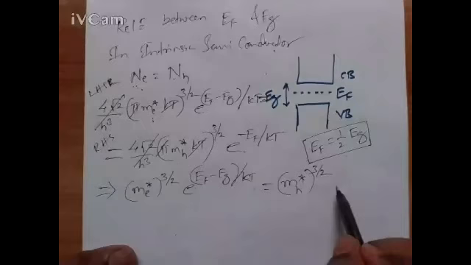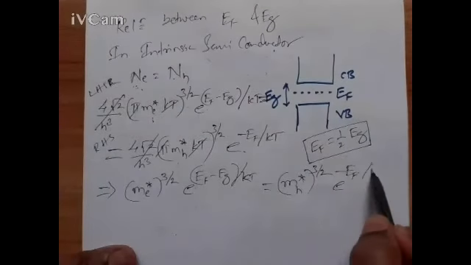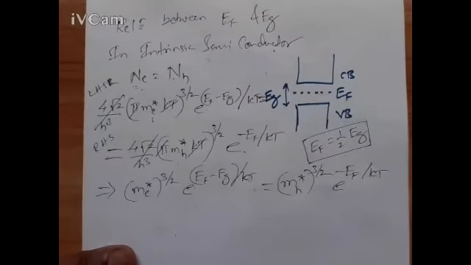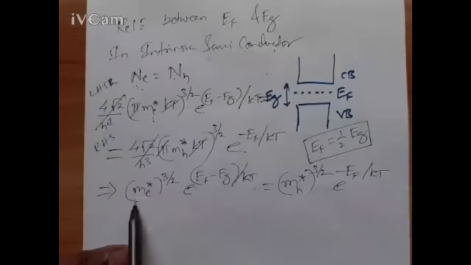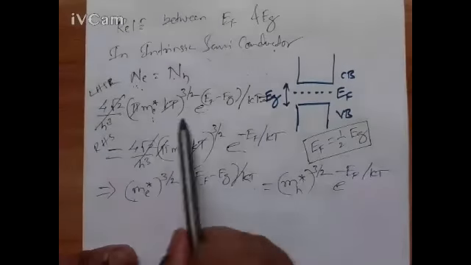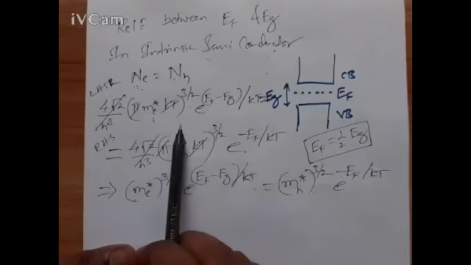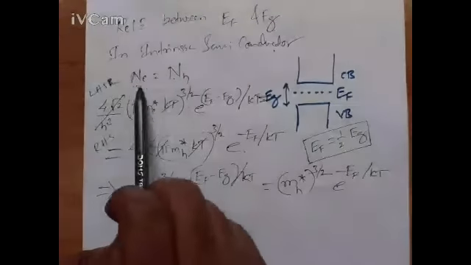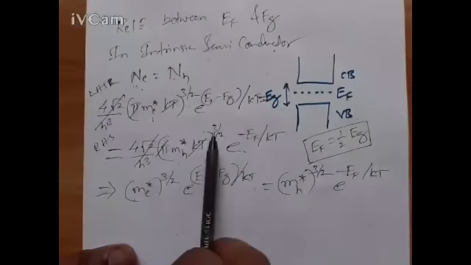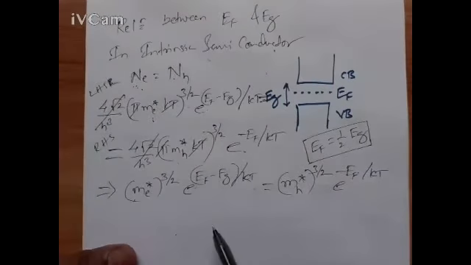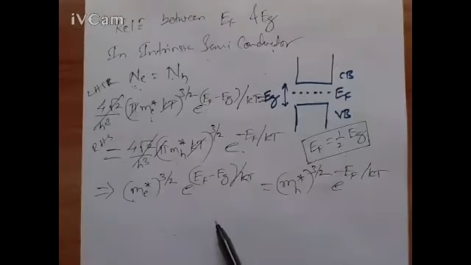Then this term will remain, e to the power minus EF divided by kT is remaining. You can start from this step. You can skip this if you're able to remember this, well and good. Otherwise you have to write this one step, skip this step, you can write this step. It will be more easy.